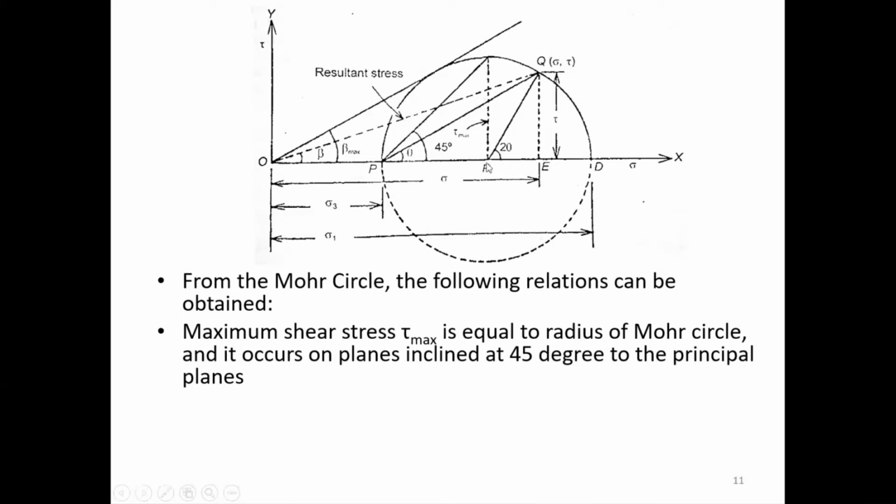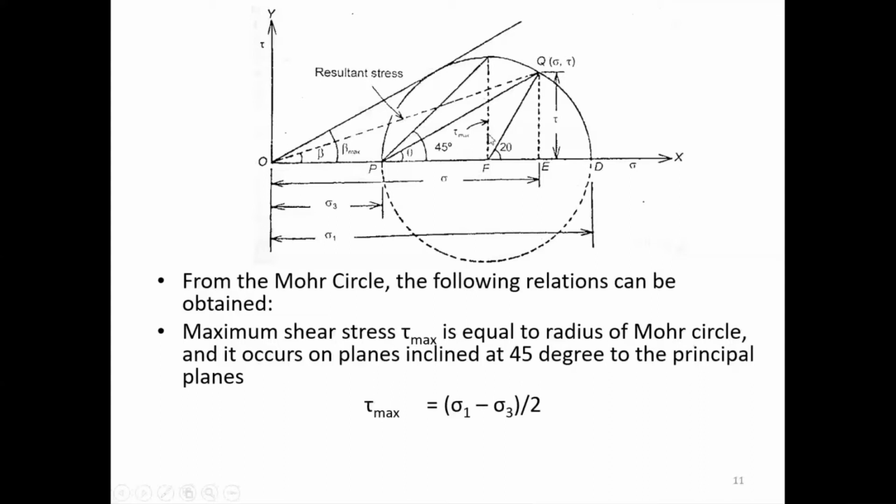So tau max is my maximum shear stress possible. From this particular point, I will draw a line which passes through the pole and find out this angle. If I do that, I can see that this angle is 45 degrees, obviously. So tau max will occur on a plane inclined at an angle of 45 degrees to the principal planes, which is very obvious from this Mohr circle figure. Now tau max is nothing but the radius of the Mohr circle, which is sigma 1 minus sigma 3 by 2.